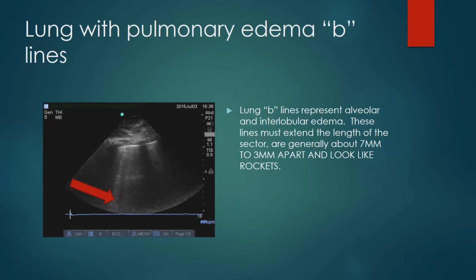We looked at lung with A-line artifact, which is normal lung, but what is this? This is highly akin to shining a flashlight into a foggy sky. You see a whole lot of lung comets. They must extend the length of the sector and they should be 3 to 7 millimeters apart. And if you see these, they indicate pulmonary edema.